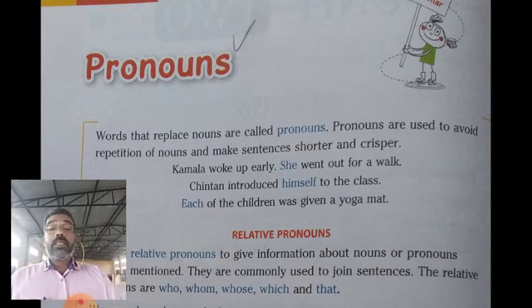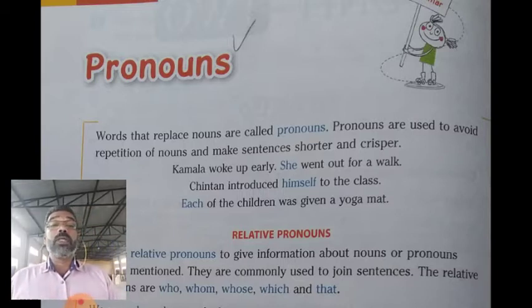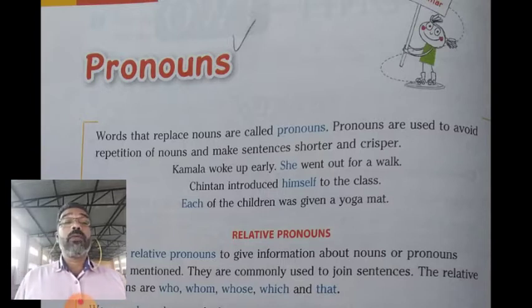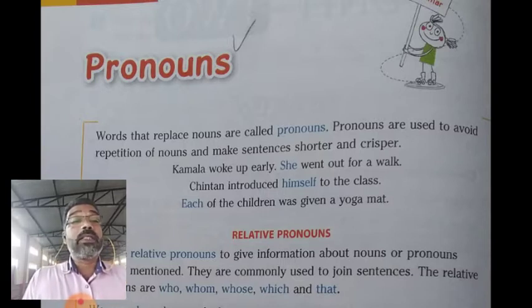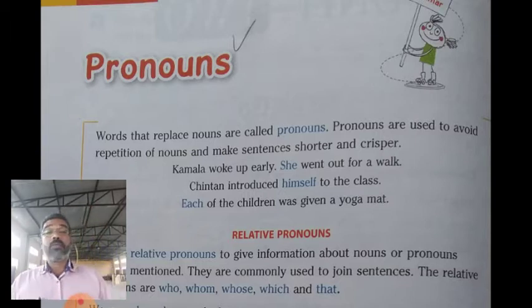We shall see some of the examples used in sentences to replace nouns. Kamla woke up early. She went out for a walk. The sentences were actually like this. Kamla woke up early. Kamla went out for a walk. So, Kamla herself went out for the walk.